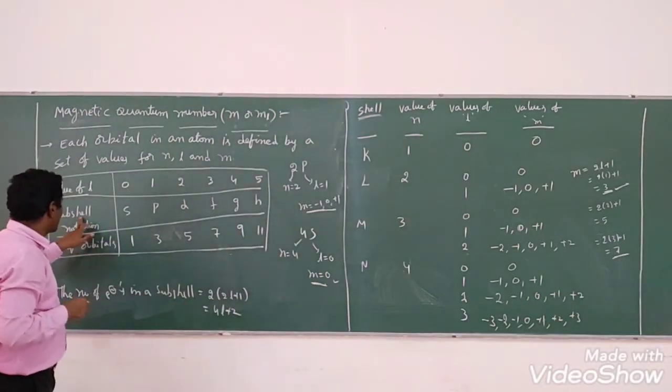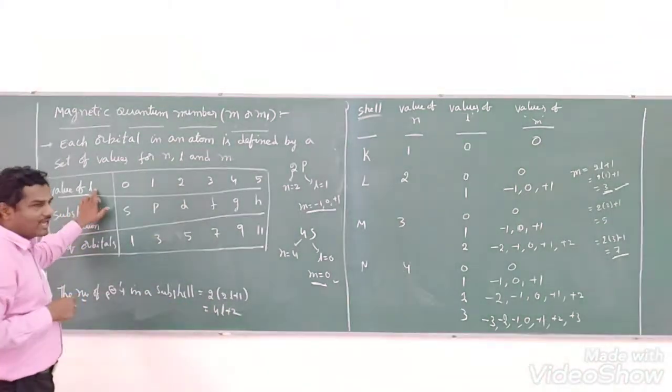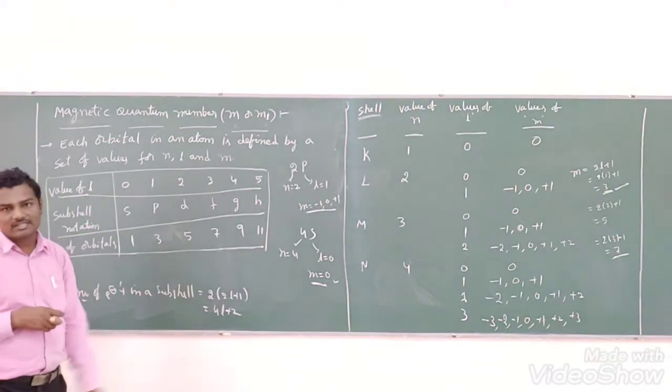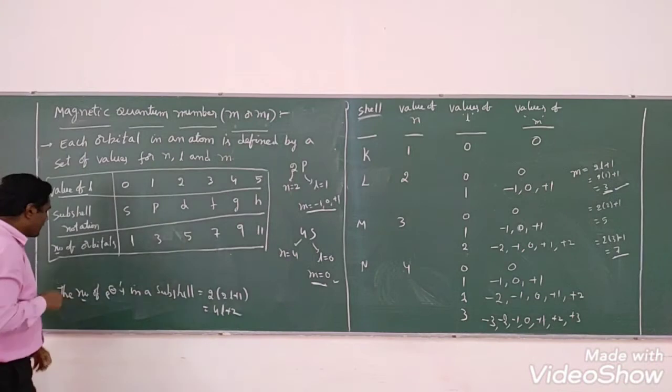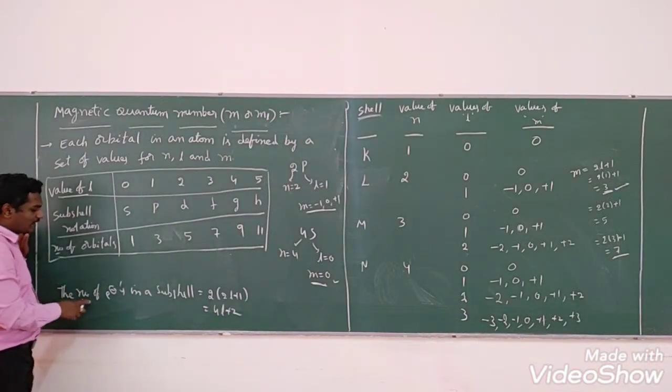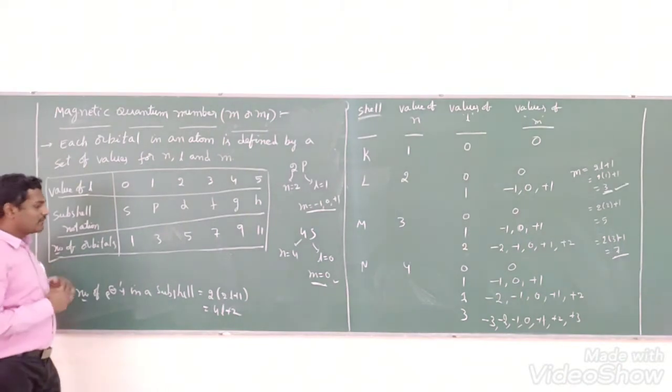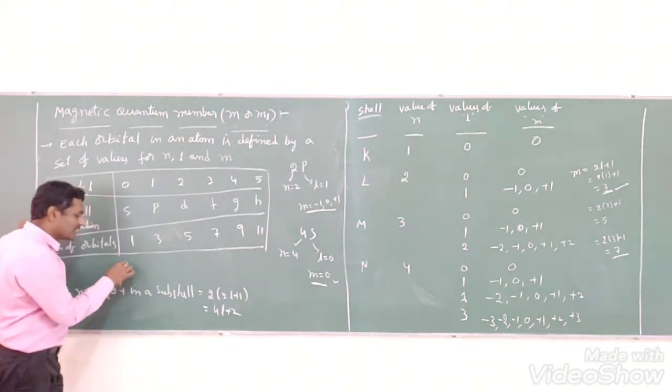Like this we have to write the subshell notation for a given L, and depending upon the subshell we can write the number of orbitals. I hope everybody got that. Next, how do we calculate the number of electrons in a subshell? Suppose, how many electrons are present in a subshell?